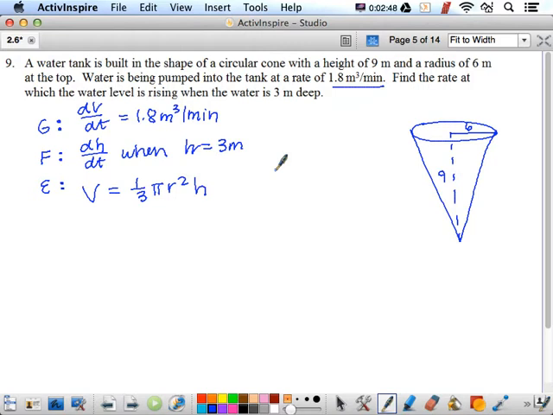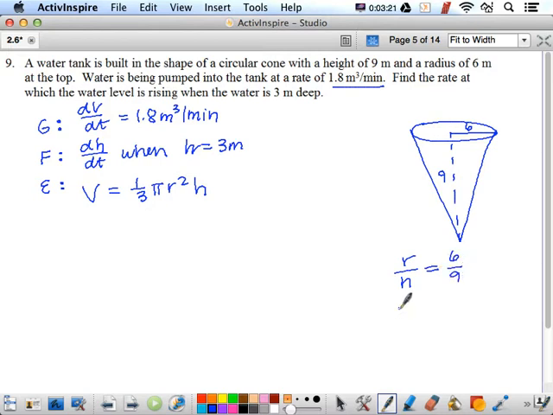The reason they tell you the top dimensions is this. The radius to height ratio will be the same at every moment in time. That's true for any cone situation. The radius to height will always be a set ratio. So if you know one ratio, you know them all. So what we can always do with cones is say the radius to the height equals, in this case, 6 to 9, right? Okay.